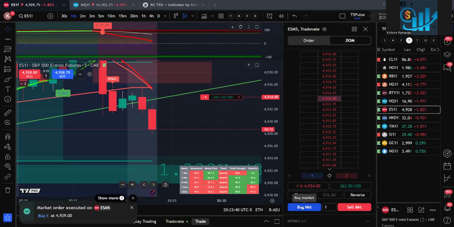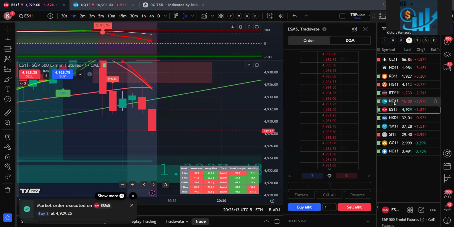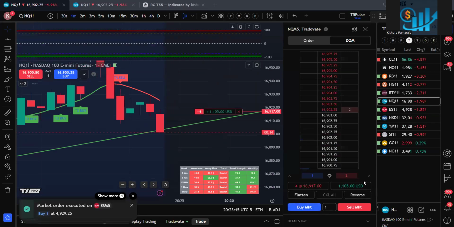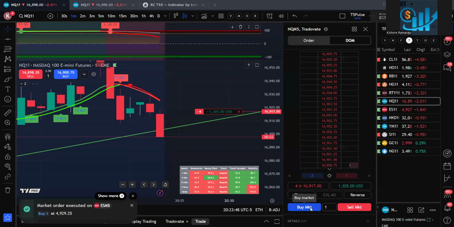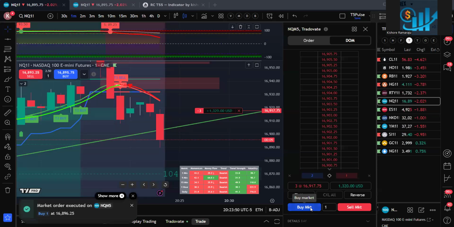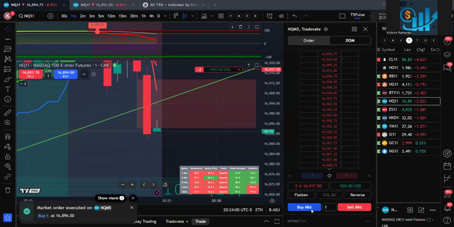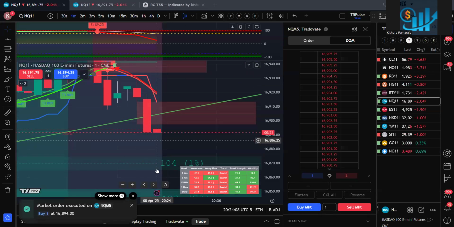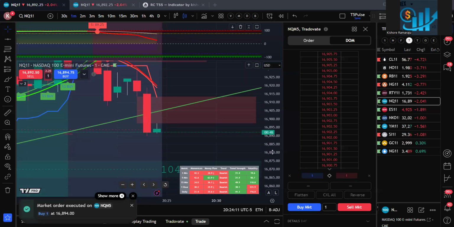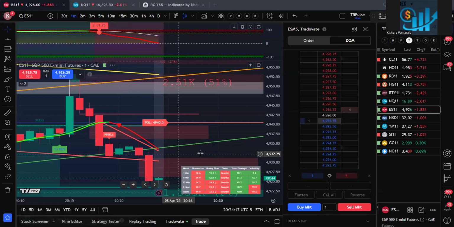Order filled. It's nearly $1,000 from NQ and another $300-400 from ES.